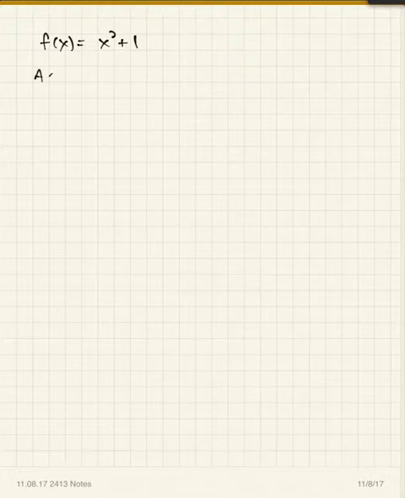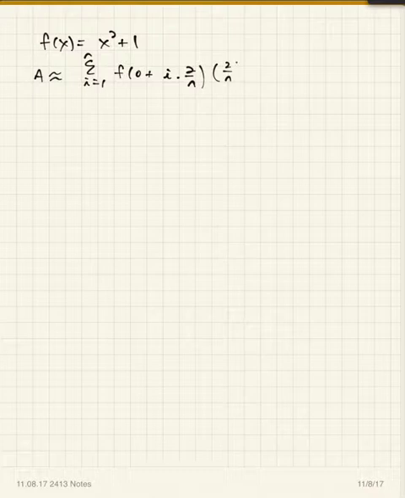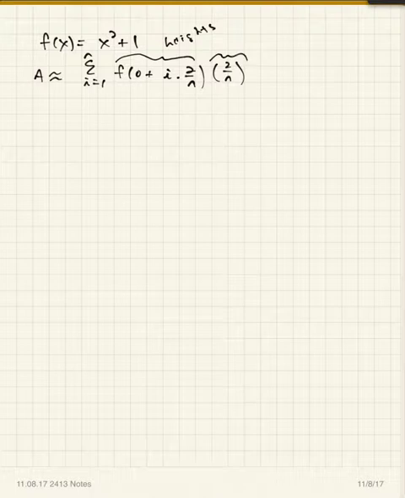Okay, so we go to our function f of x. We write it down, x squared plus 1. And we've got this general expression that we've written out, that the area is approximated by the sum as i goes from 1 to n of f of 0 plus i times 2 over n, times 2 over n, which is the width. And remember that these function values are the heights of the rectangles, and 2 over n represents the common width for each rectangle. So each one has the same width, 2 over n.